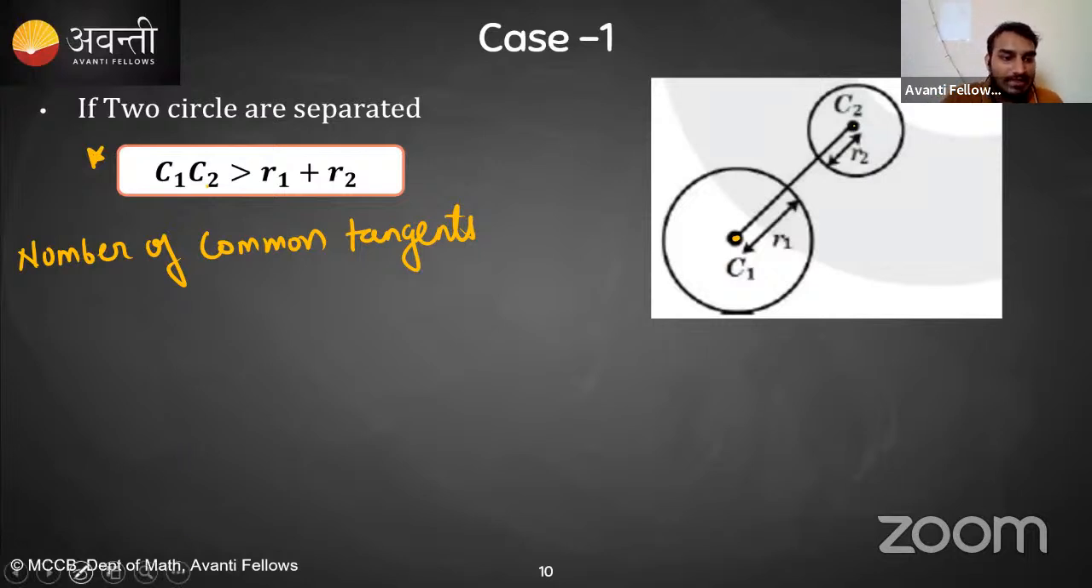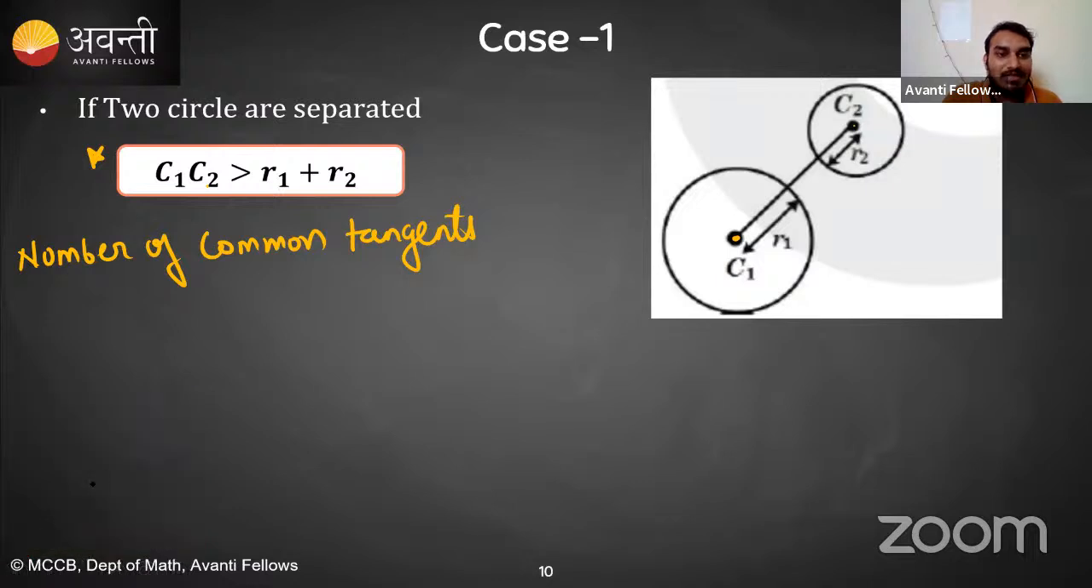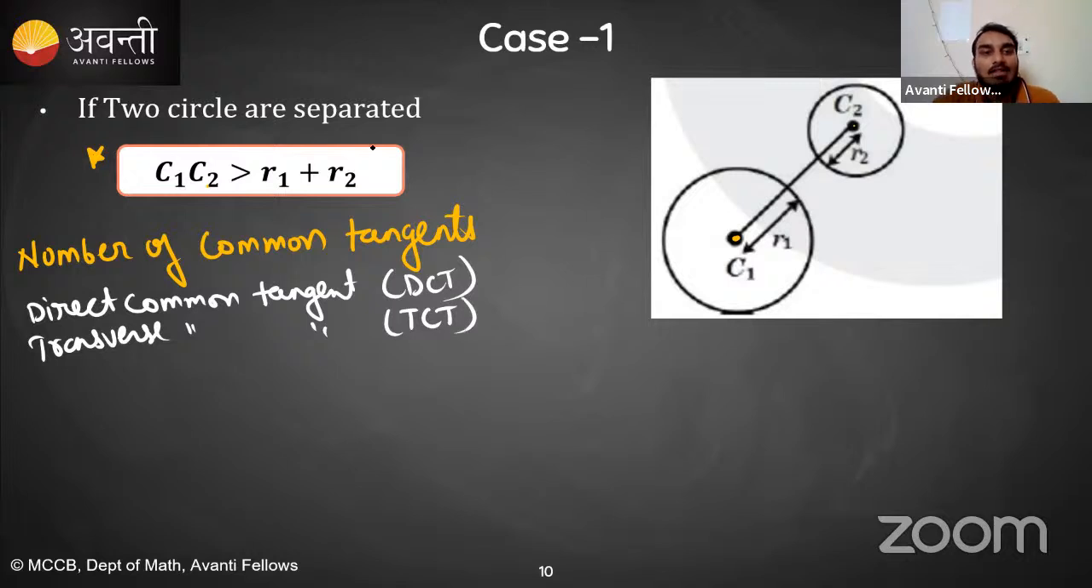So the first thing I should do is separate these here, since I'm going to write this again and again. Let me make a ground rule that direct common tangent will be denoted as DCT, and transverse common tangent will be denoted as TCT. Clear? So now can anybody tell me how many direct common tangents are possible between C1 and C2? Any guesses?